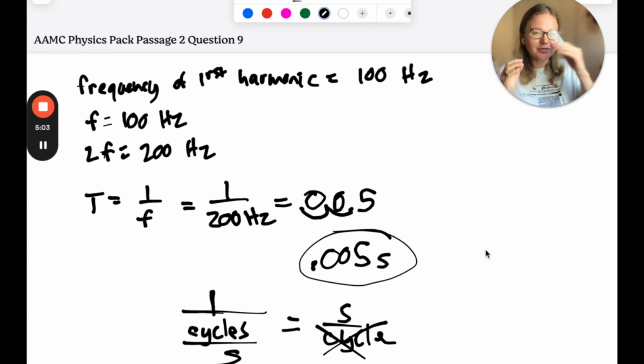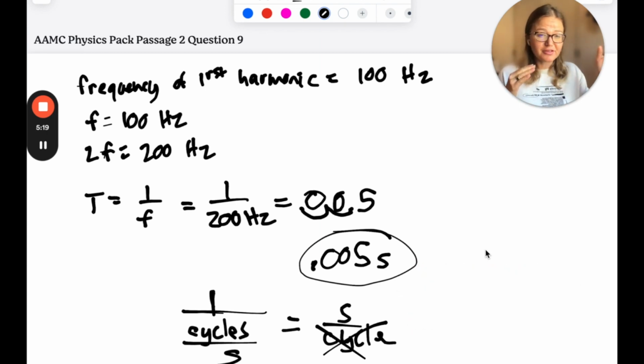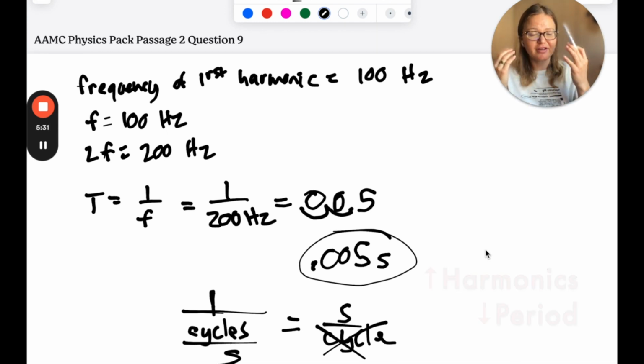So takeaways: each subsequent harmonic is just a multiple of the frequency of the first harmonic. So if the first harmonic is F, the second harmonic is 2F, and so on and so forth. So frequency increases as you increase harmonics, which, since period is inversely related to frequency, means period decreases as you go up harmonics. That's why we have such a small number here. That's why we have such a small portion of a second here for our answer.